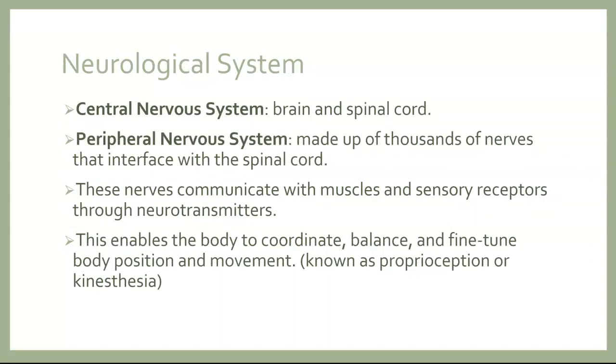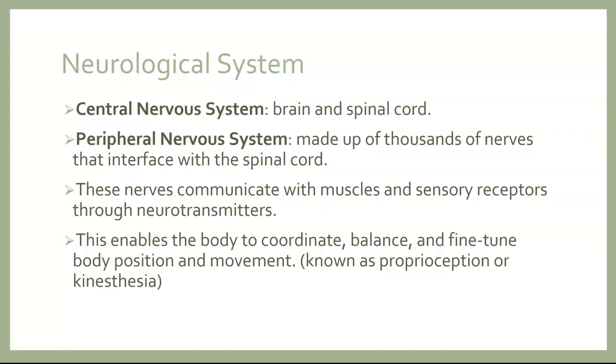So the neurological system. We have our central nervous system and our peripheral nervous system. There would be no movement without this, and if our neurological system can't communicate with our musculoskeletal system, like you might see with someone who is paralyzed, then there's not going to be movement.